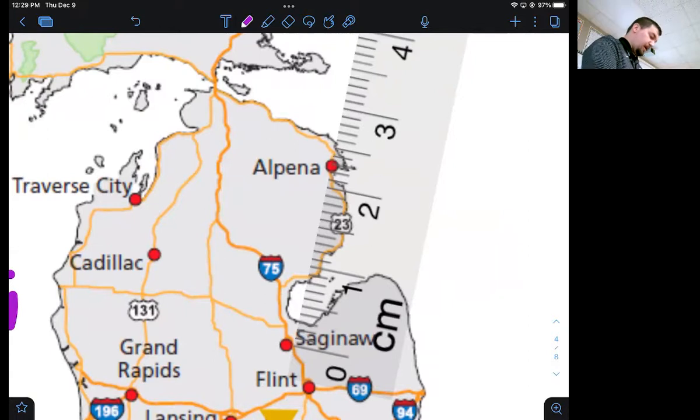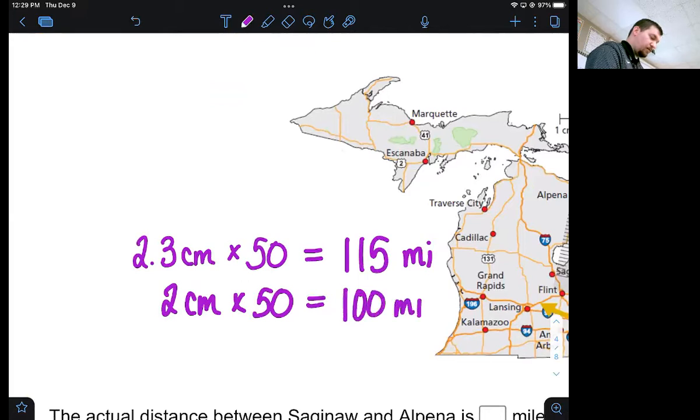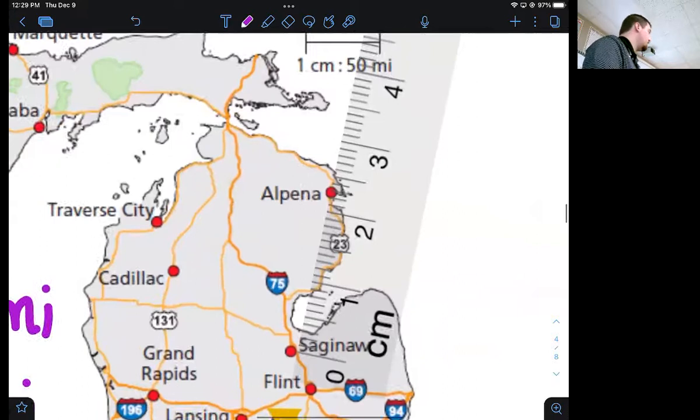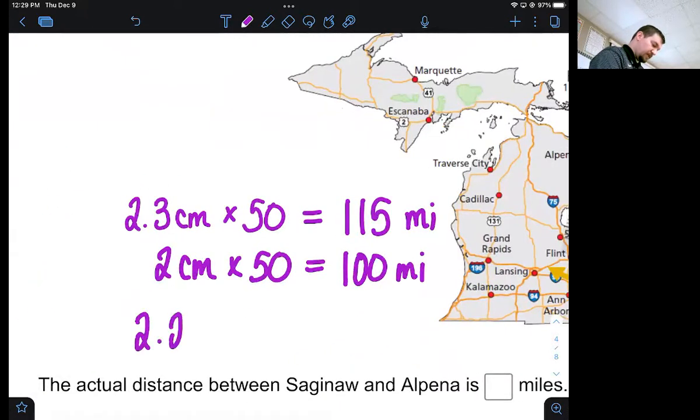Just two? Okay. So 2 centimeters, maybe they rounded it to 2 centimeters times 50. Gage, what's 2 times 50? 100 miles. Does that work? No? Okay. What else can we try? 2.2. 2.2? Okay, let's try 2.2. Times 50 is 110? Yeah. Does 110 miles work for everybody?